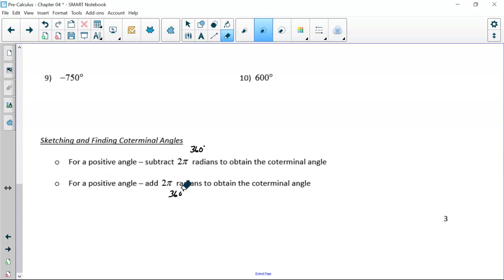So when we're looking at coterminal angles, we're looking at a positive and negative angle. We're going to look at a pair. Now, sometimes you have to do a little bit more than adding 2 pi or just subtracting 2 pi, and that's where the practice comes in. Our goal is to get one positive and one negative.